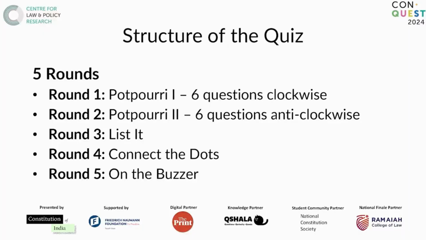Let me give them a quick overview of how the rounds are going to look. Okay, so 5 rounds of quizzing. There's going to be 2 mixed bag rounds, with questions called the Potpourri round. We go clockwise, and then we go anti-clockwise. And then we have a listed round, followed by 2 rounds on the buzzer, and we'll explain the rules. And I think we are ready.